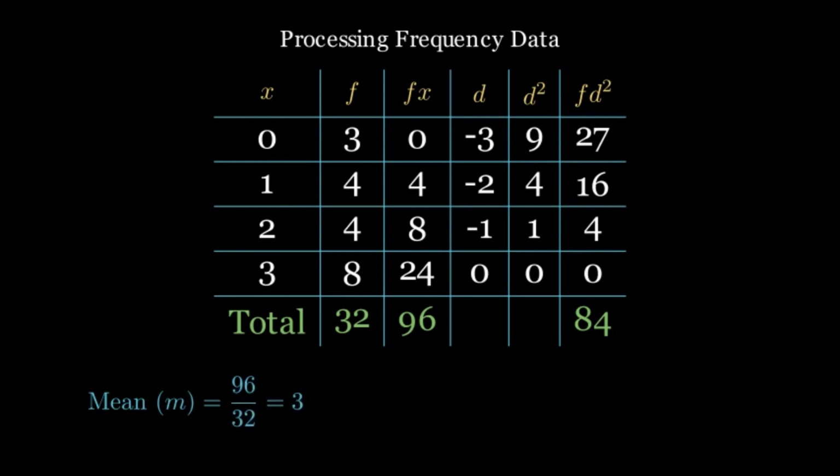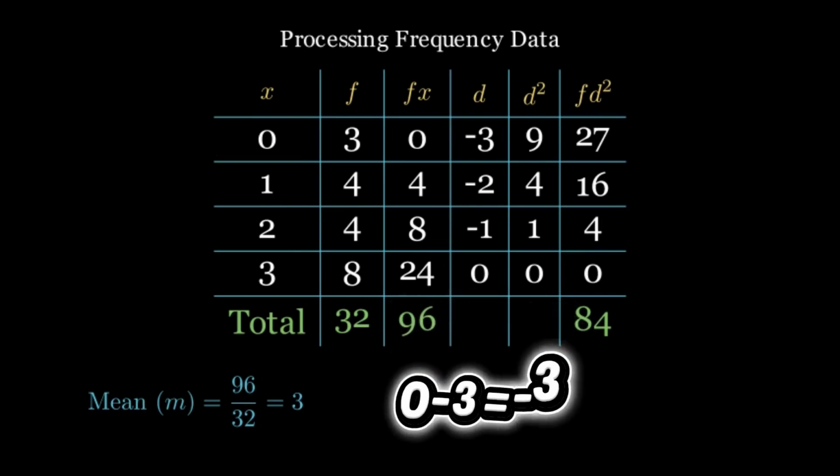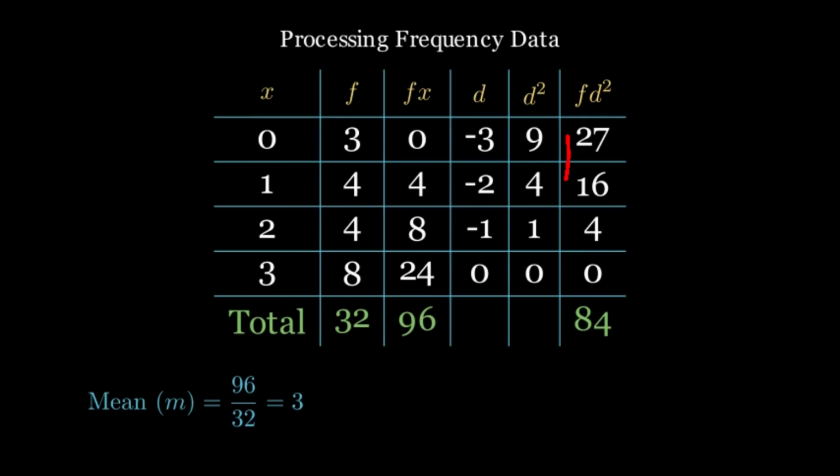Next, complete the deviation column, denoted by d, by subtracting the mean from each data value. For example, the first data value is 0 and the mean is 3. Therefore, the deviation is 0 minus 3, which equals negative 3. Then, square each deviation to obtain the d-squared column. After that, multiply each squared deviation by its corresponding frequency to complete the fd-squared column.